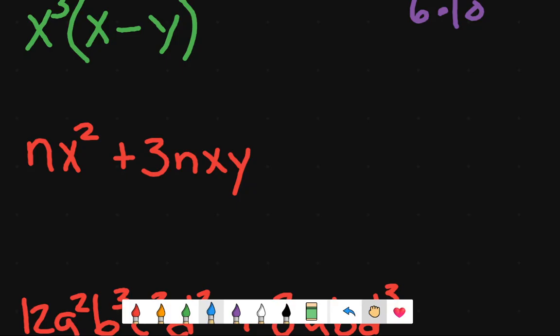Now look at your variables. What do you have in common? They both have n, and they both have at least 1x to the 1st power, okay? So this is what we can factor out. We can factor out the n and the x, okay? So let's do that. So factor out nx. That'll start us off.